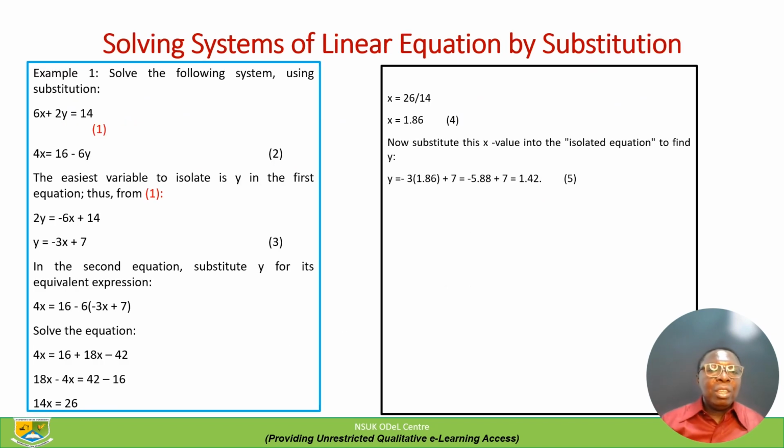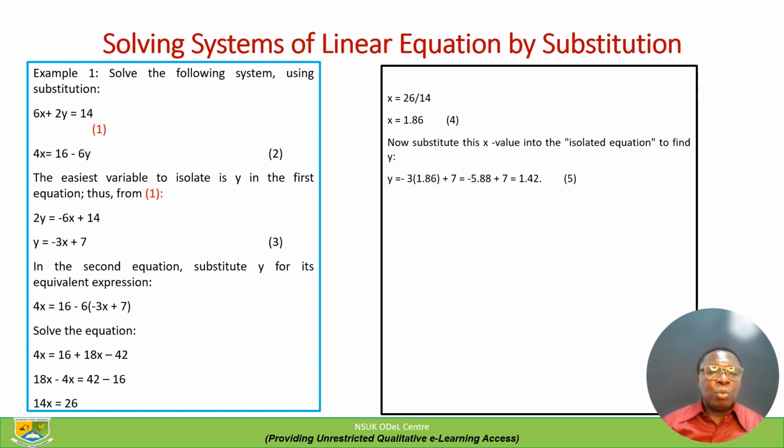So let's solve systems of linear equations by substitution. Let's look at example 1. Solve the following system using substitution. 6x + 2y = 14, let's say equation 1. Then 4x = 16 - 6y, equation 2. The easiest variable to isolate is y in the first equation. So from 1, 2y = -6x + 14. Then y = -3x + 7.